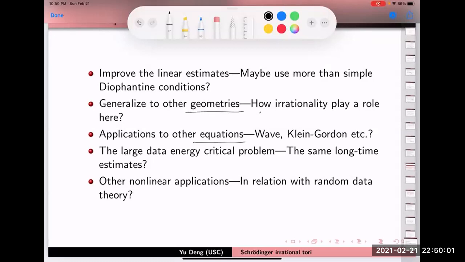Especially if you have any relation with random data theory, in the case of irrational tori, we now have some results that demonstrate the use of irrationality also in the random data setting. But in any case, we'll stop here.